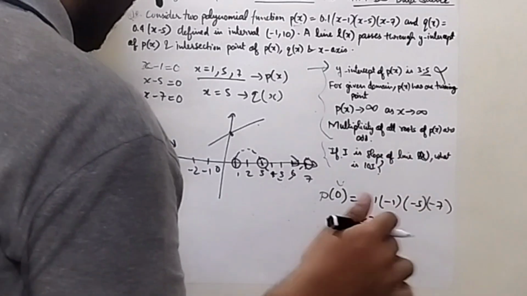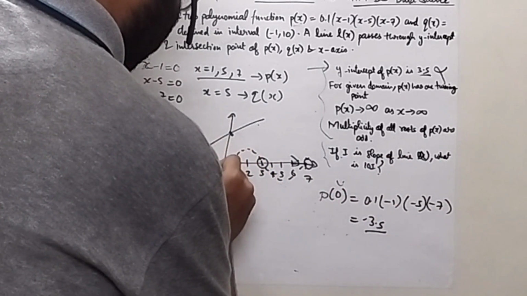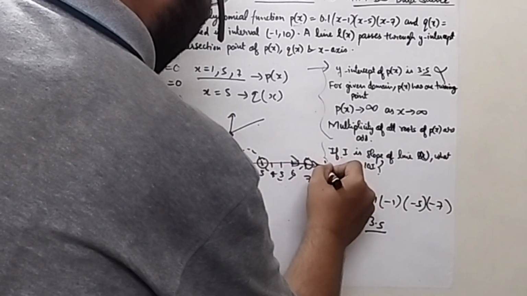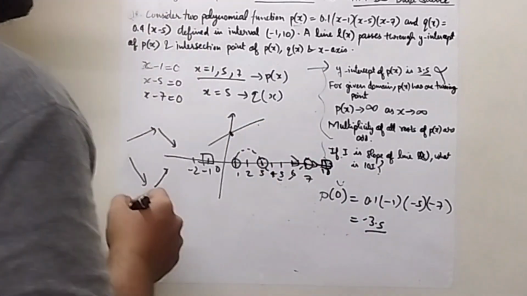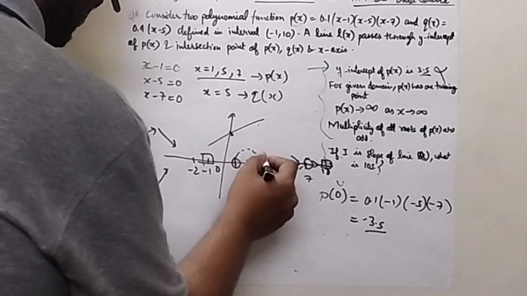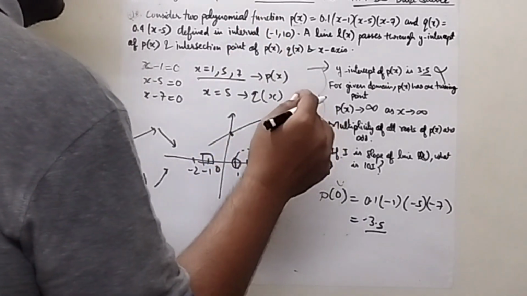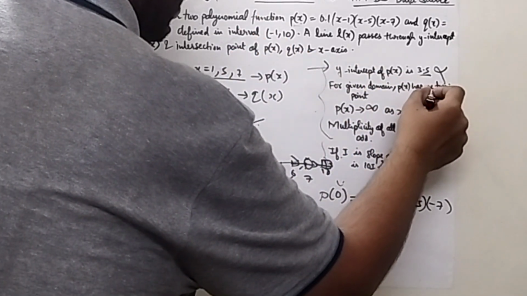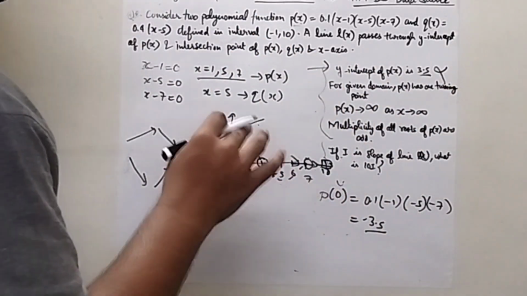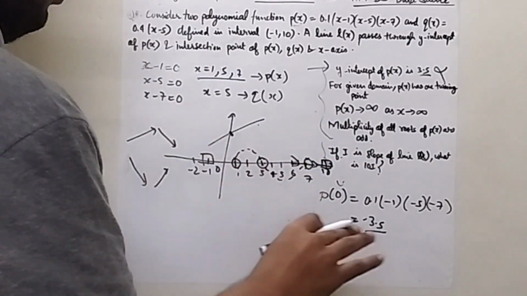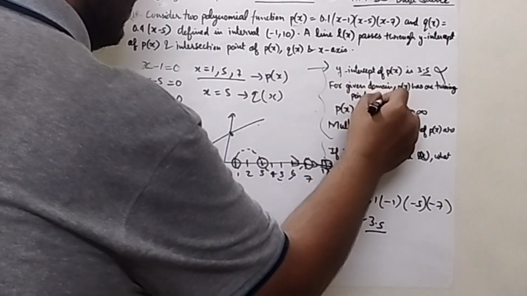But here we can see the domain is from here to somewhere here, and since these are the roots, we can see it cannot have one turning point. One turning point is not at all possible. So we can simply reject this statement.